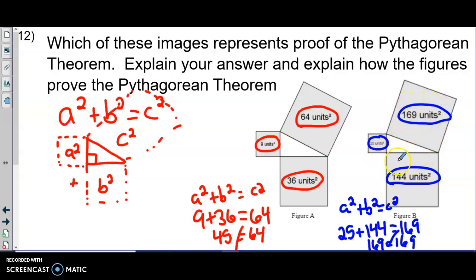And the reason why is because the Pythagorean theorem works. Here it doesn't work. If you add A squared plus B squared, it does not equal C squared. But over here it does work.